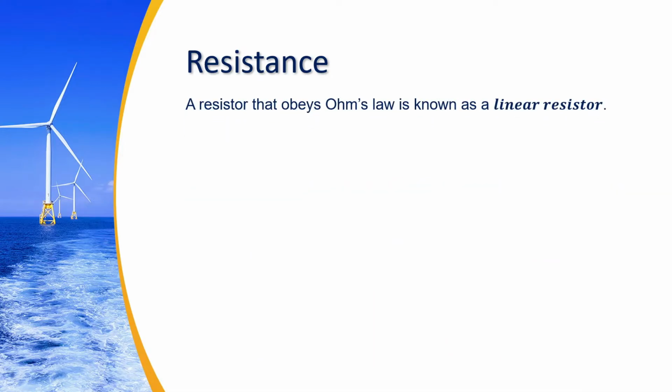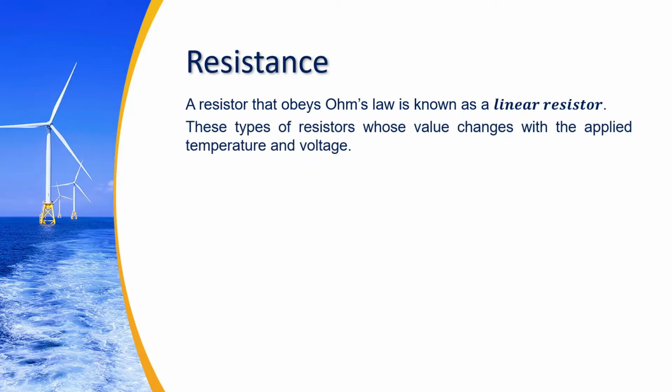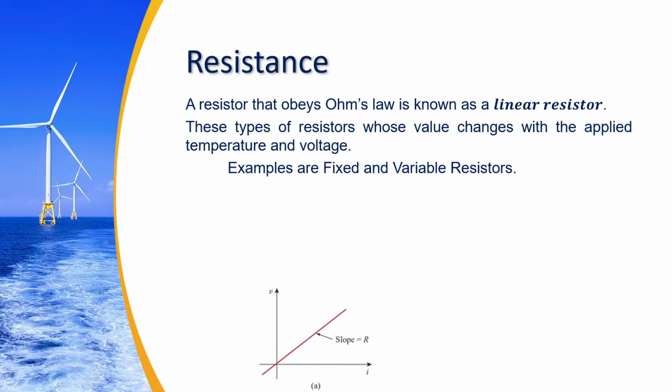So a resistor that obeys Ohm's law is known as a linear resistor. These types of resistors have values that change with the applied temperature and voltage. So, ano mga examples sa atin dyan? Ang example sa atin dyan, fixed and variable resistors. So, ganito yung slope natin para kay linear resistor. Kaya siya tinawag na linear resistor is dahil isang straight line siya, kapag plinat natin siya sa VI plots natin.